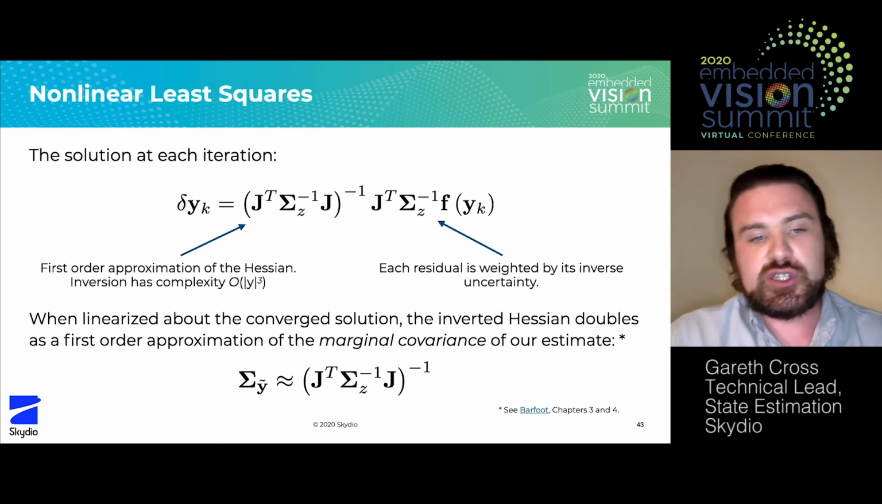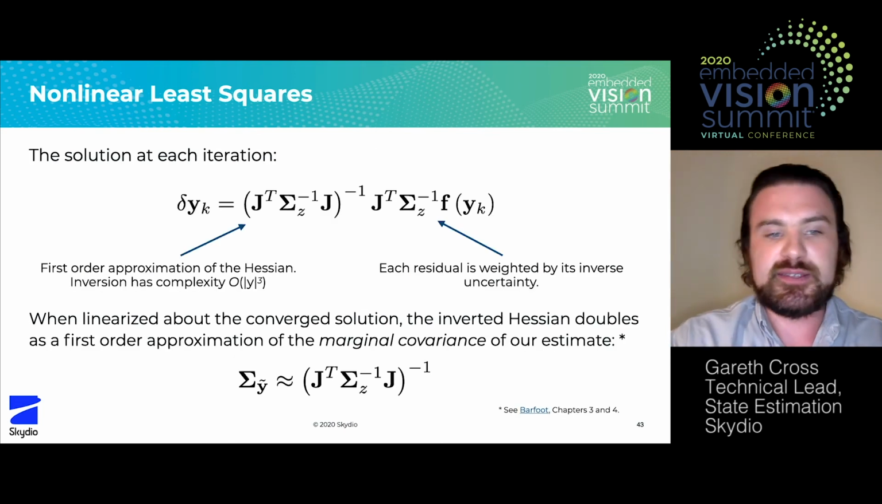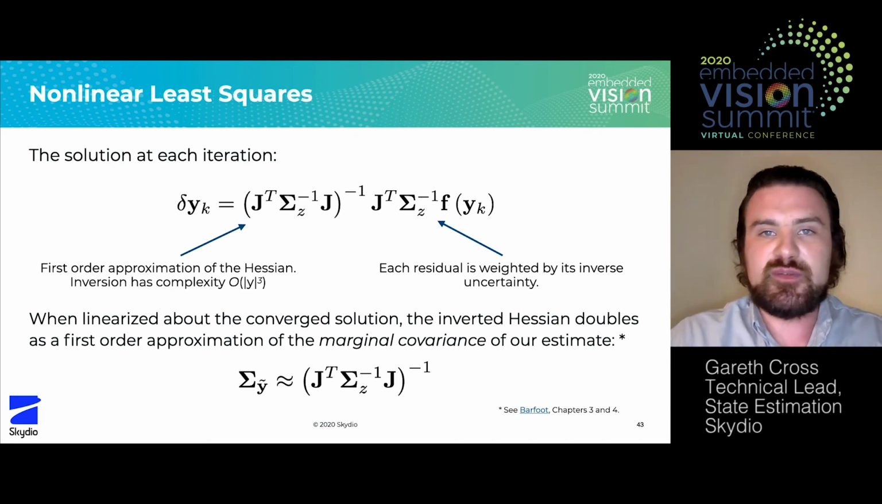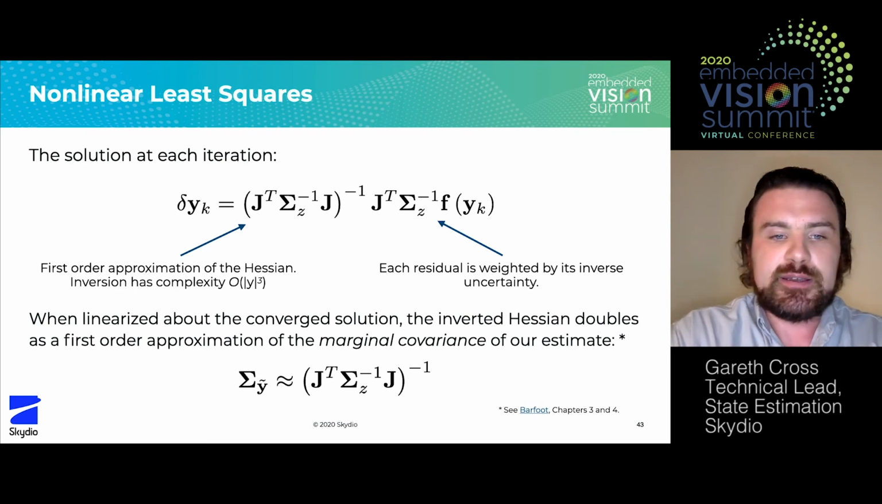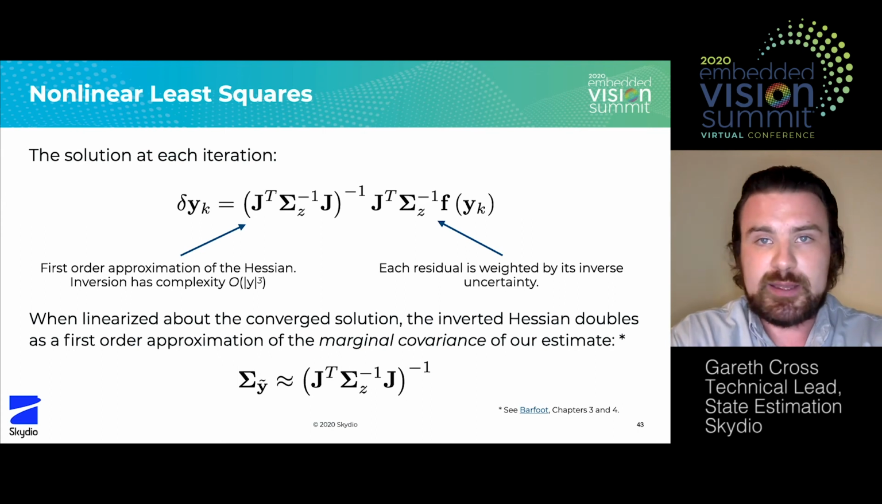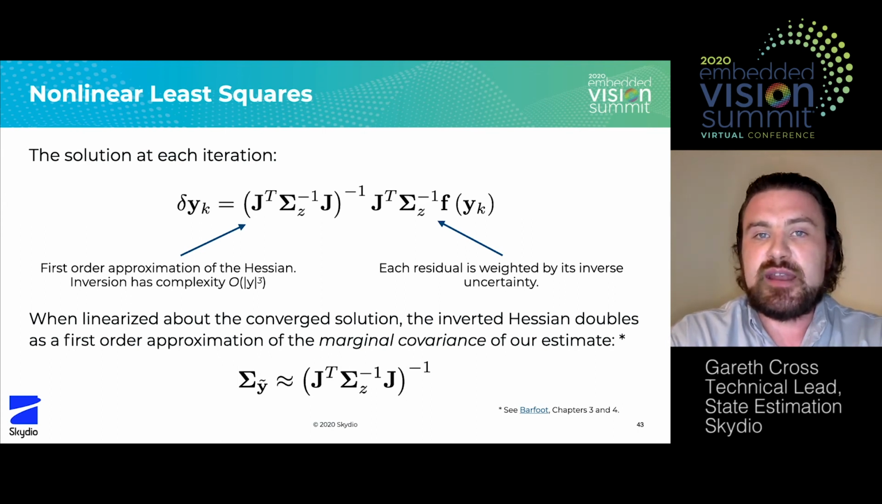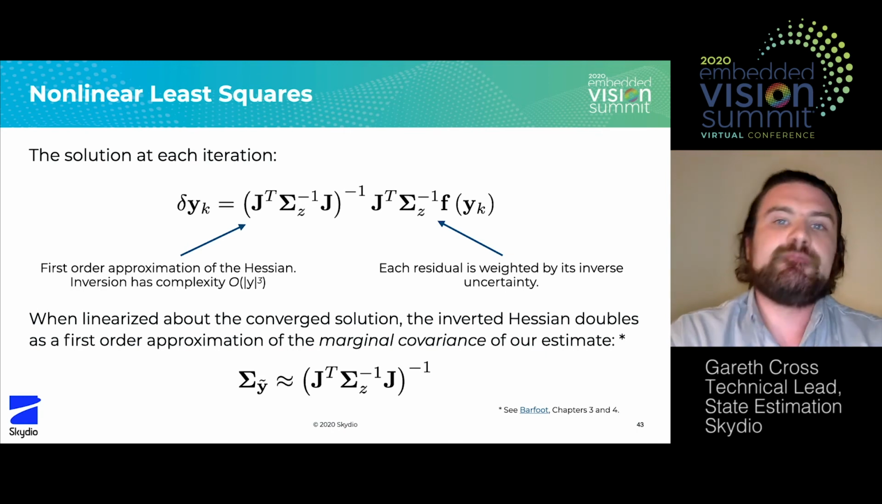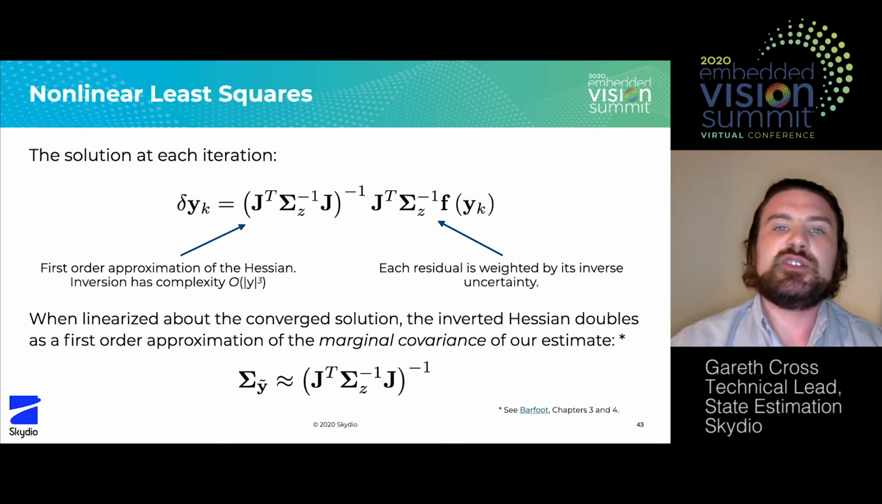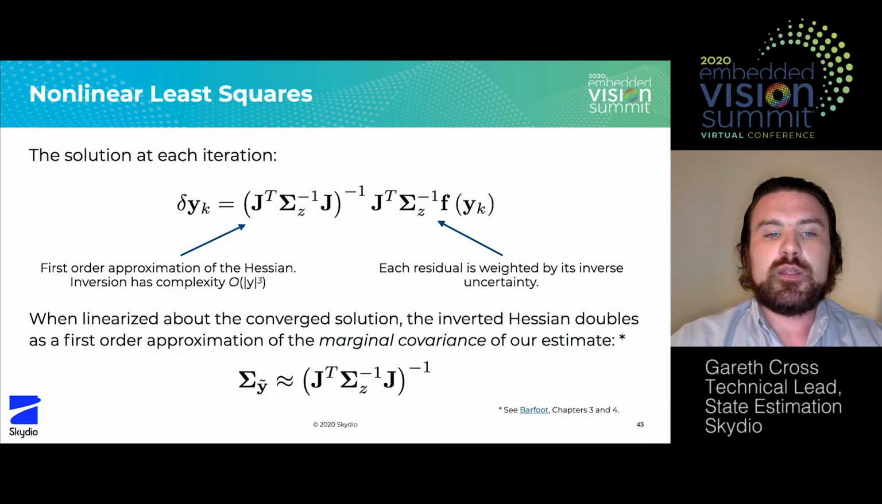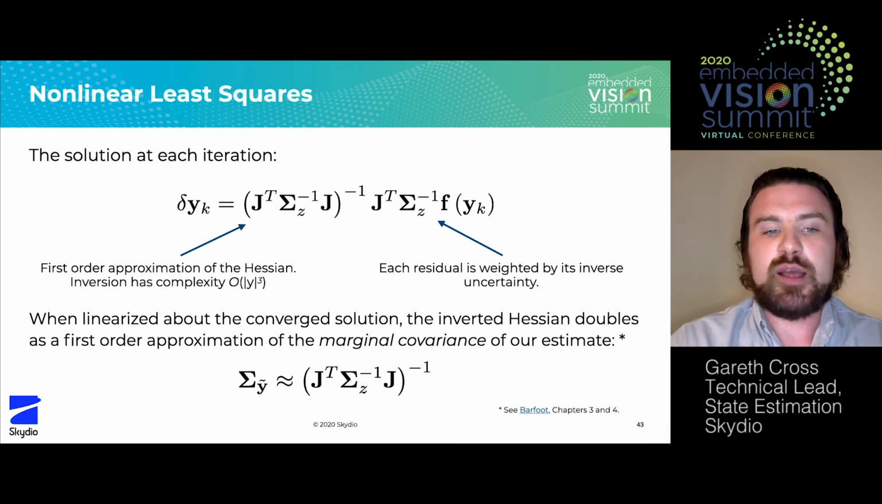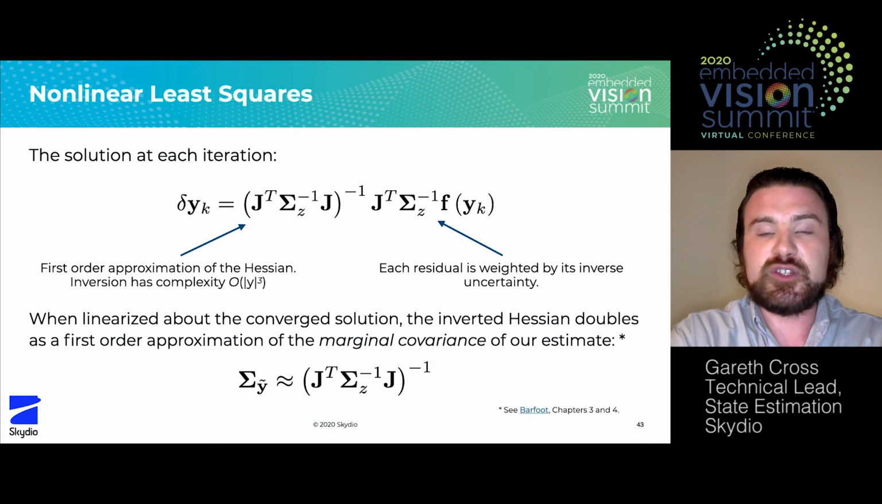But in general, at each iteration, the solution is going to look something like this, where you have to take a first-order approximation of the Hessian and invert it. The reason I highlight that is because the cost of that matrix inversion is cubic, and it scales in the number of parameters that you add to your state. So as you add landmarks, poses, or calibration parameters, you are cubically increasing the cost of solving the problem. There's a caveat to that we'll come back to in just a moment, but it's something to be aware of in terms of considering computational cost.